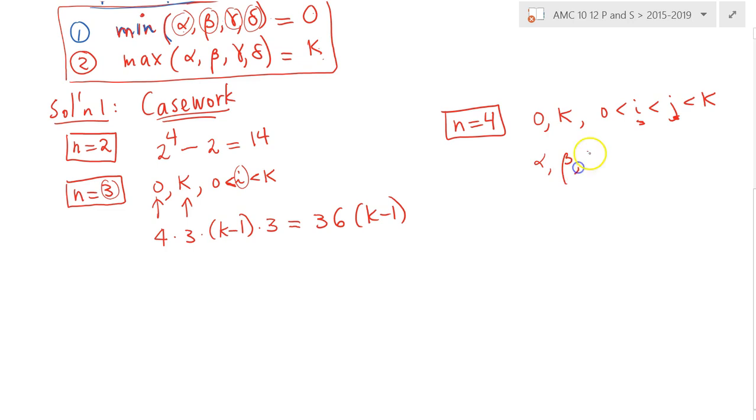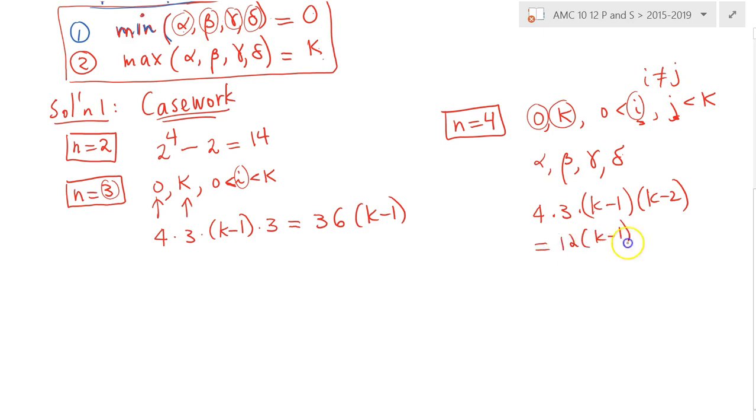Okay, so let's see. We have alpha, beta, gamma, and delta. So we have 4 choices for the 0. Either one of them will be 0. And then we have 3 choices left for the k. Well, we have 2 numbers to pick. We have k minus 1 choices for one of them, and then k minus 2 choices for the other one. Really, order doesn't matter, right? So does that make sense? As long as they are not equal to each other, right? i and j not equal to each other, and that's it. So we have 12 times k minus 1 times k minus 2. I hope I did not mess this up.